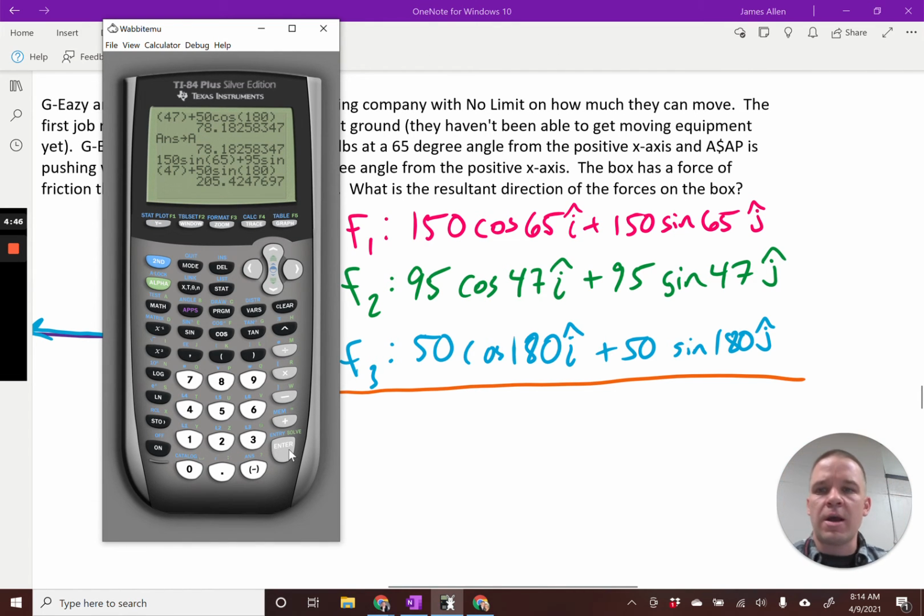Alrighty. So there we are. Get all three of those added in there. Now, you didn't really have to add the sine of 180 because that's just 0, but whatever. I put all three in there. So now I'm going to hit store. Then alpha, we're going to store that as B.